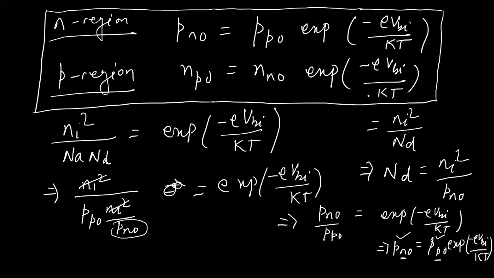So this is it in this video. We got the relationship between the majority carrier electron concentration in the N region and the minority carrier electron concentration in the P region, and vice versa. The same way we can write it for the holes.